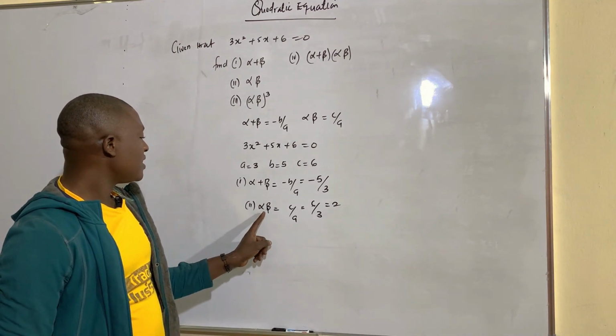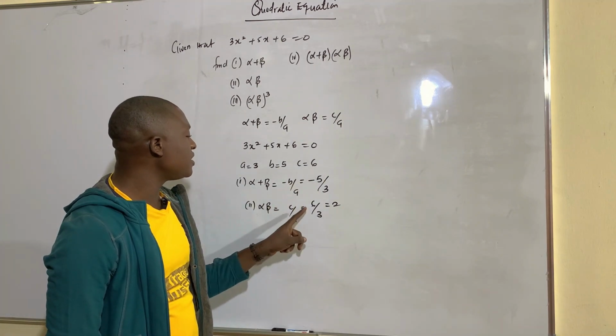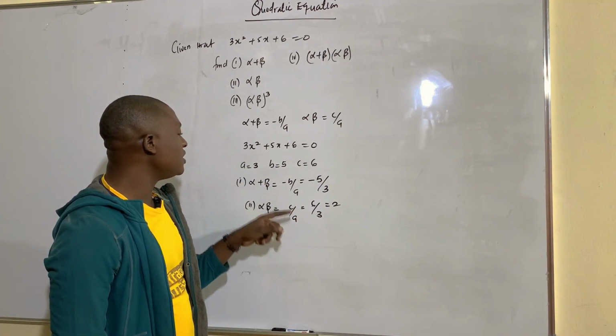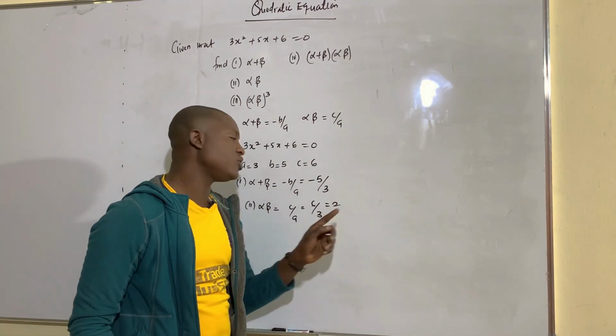Now, that is alpha beta is c over a. For my equation, I have my c to be 6, and I have my a to be 3. So 6 over 3. How many 3 can we get in 6? Of course, I can have this one to be 2.